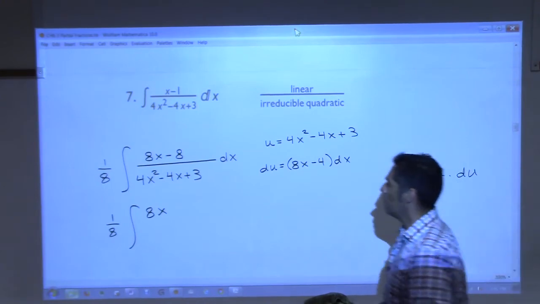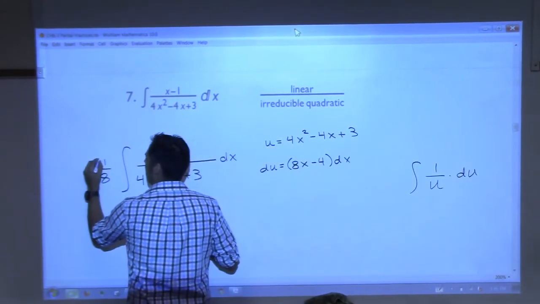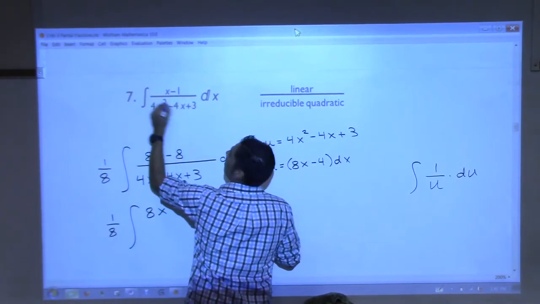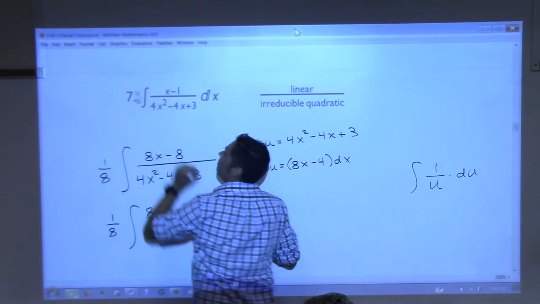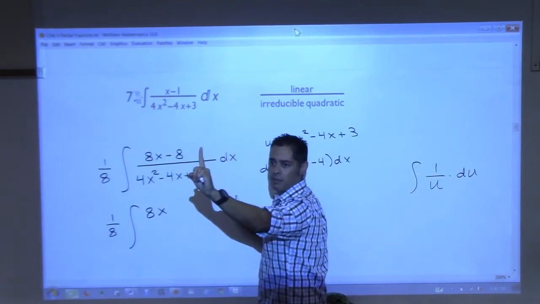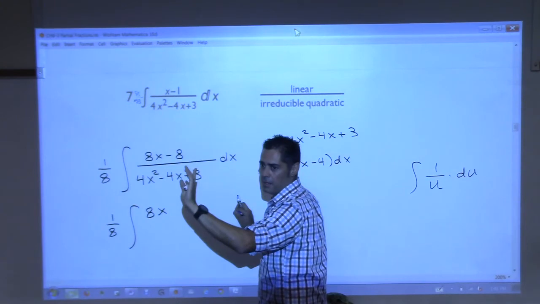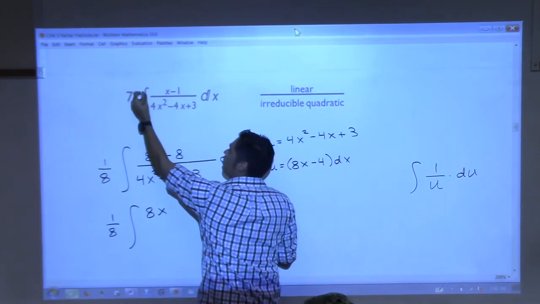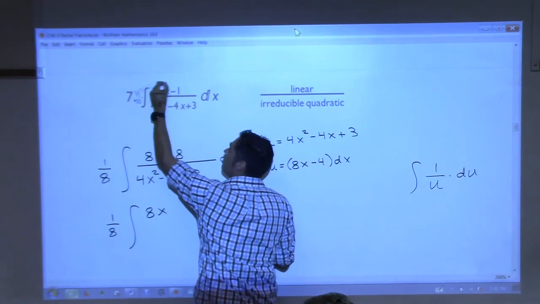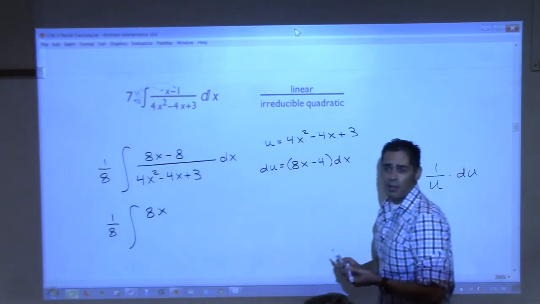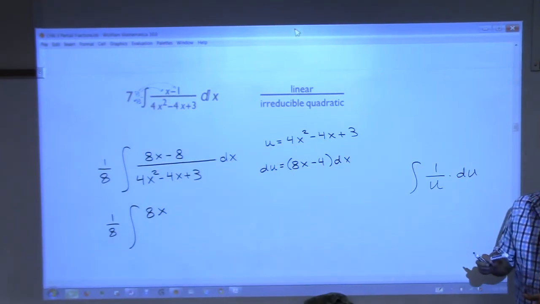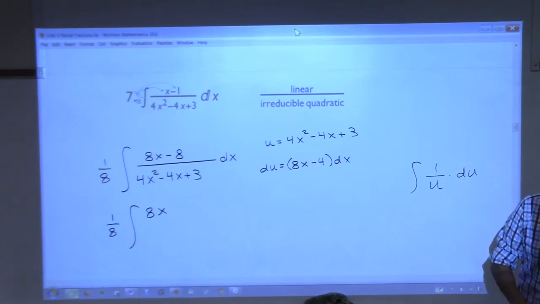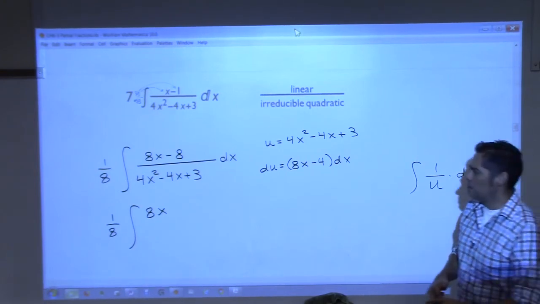I made it up. I took this problem right here and I put an 8 over 8 on the outside, which is 1. So I haven't changed the problem, right? Constants can come out, constants can go in. I chose to only pass the 8 on top through, and I left the 8 on the bottom. Yes? So I'm being clever, right?